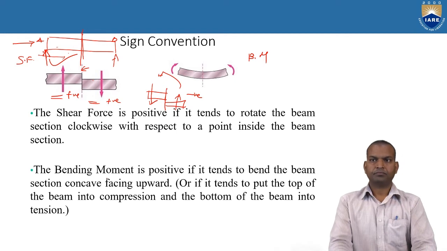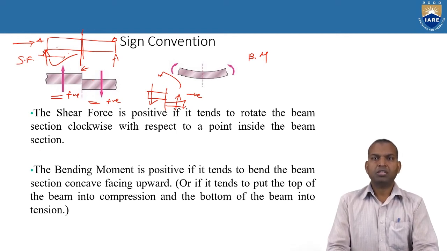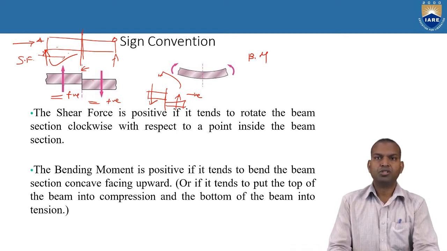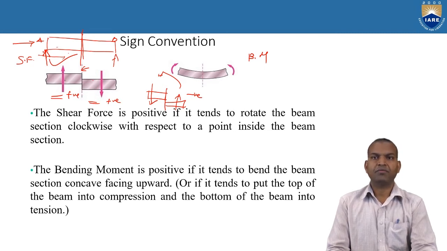Once again, the shear force is positive or becomes positive. The section of the beam will tend to rotate in which direction? Clockwise. It is moving upwards on one side and pushing downwards on the other, so it is clockwise with respect to a point inside the beam section. Then it is the positive shear force.